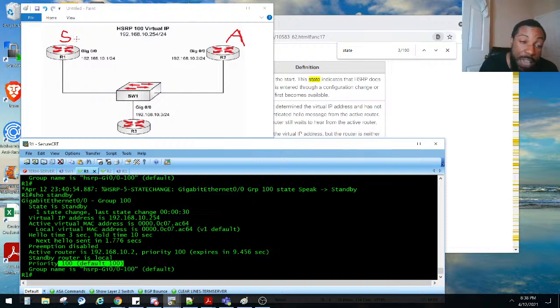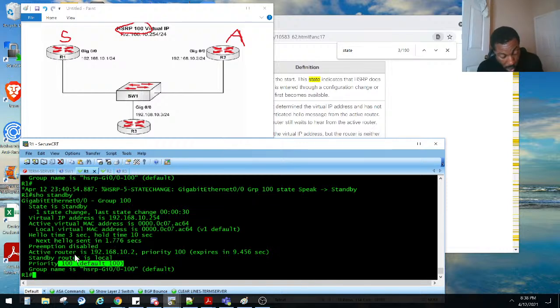He came on board into the HSRP group number 100, and he said, oh, somebody's already the active router, so I'll be the standby router. Just in case he died, I'm going to take over as the gateway. Right? So he became the standby router. Well, how did that happen if they're both 100? Well, that's because he came up first. That's the reason why that happened, right? So they're tied at 100.